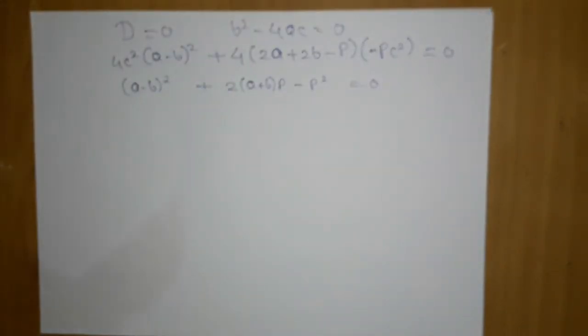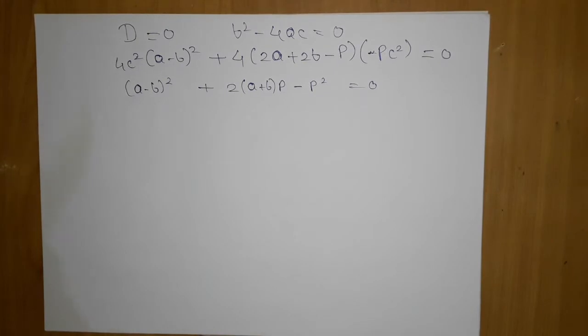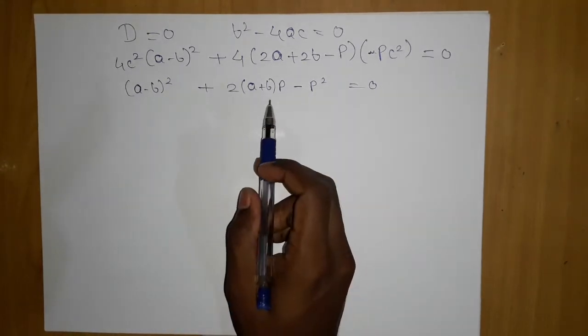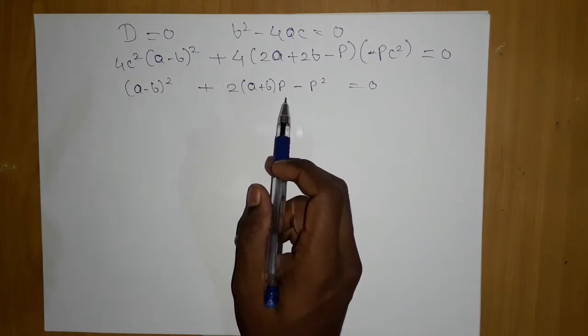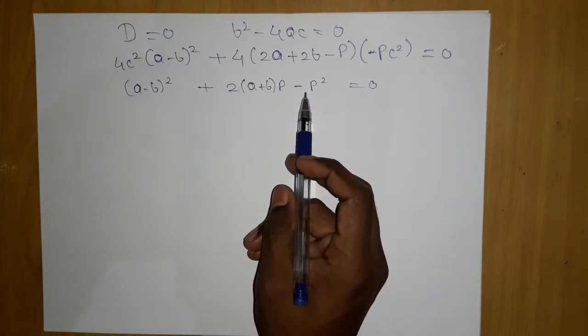Now I can, means what I think. Okay, we have minus p square. What I think we can do is, if we add a plus b the whole square, we can get, let me check.